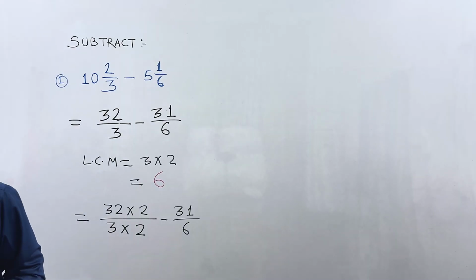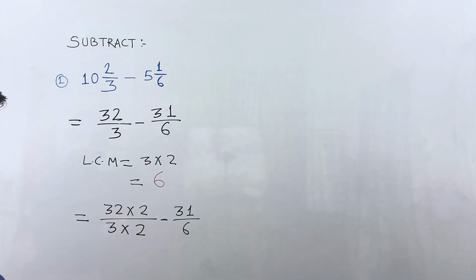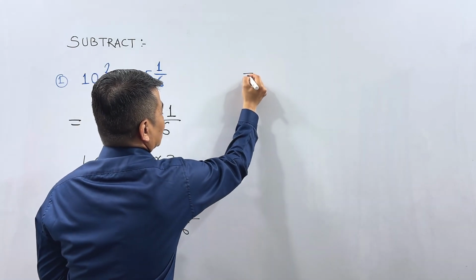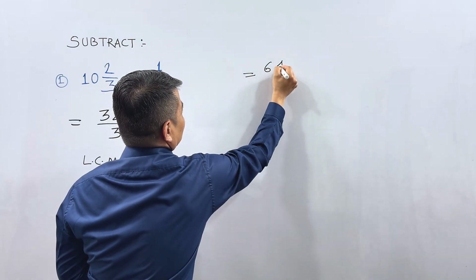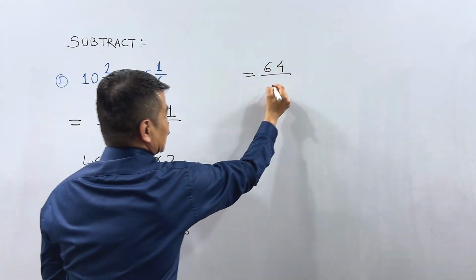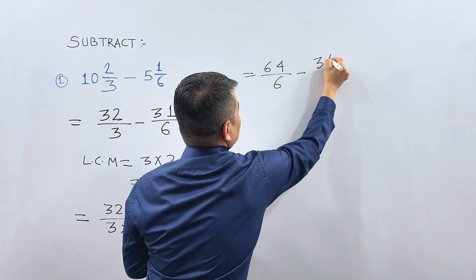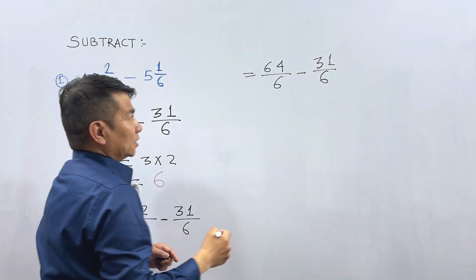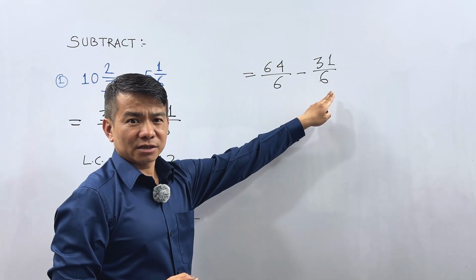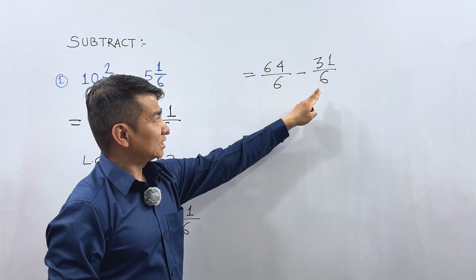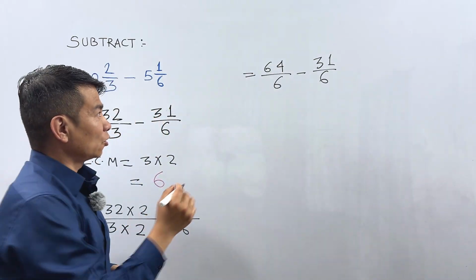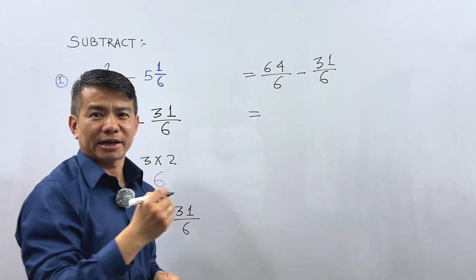Now it's a simple multiplication. That is 32 times 2 equals 64, and 3 times 2 is 6, minus 31 by 6. So here you can see that both the denominators are the same, that is 6 and 6. So you are now very close to finding the answer.